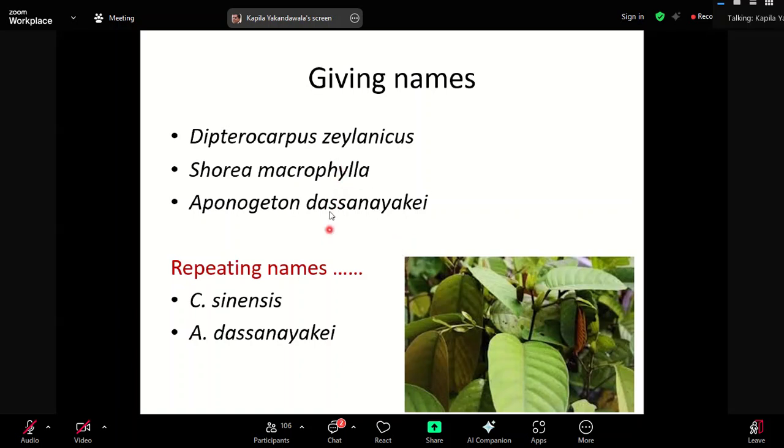When you write a botanical name again and again in a text, as an example Apodageton dasanayake, the second time you write it, you put it this way: A. dasanayake. You don't have to give the full name again and again. You can write A. dasanayake. As an example, when you write your name, Amal Ranasinghe, for the first instance you can write Amal Ranasinghe. Thereafter, you can write A. Ranasinghe. Right? Okay.